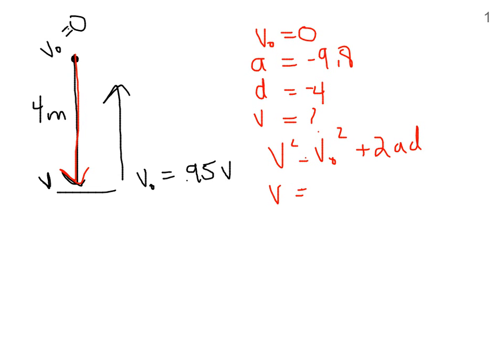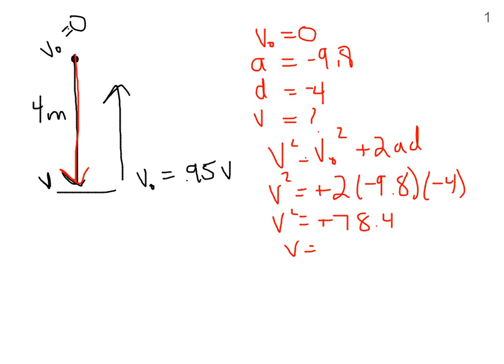V squared equals V0 squared, which is 0, plus 2 times negative 9.8 times negative 4. 2 times 9.8 times 4 gives me 78.4. It'll be positive, which is good. I have to take the square root of that, and I find that V when it hits the floor is 8.85 meters per second. On the way back up, I need a V that is 95% of that, so I'm going to multiply that by 0.95, and I get 8.4.